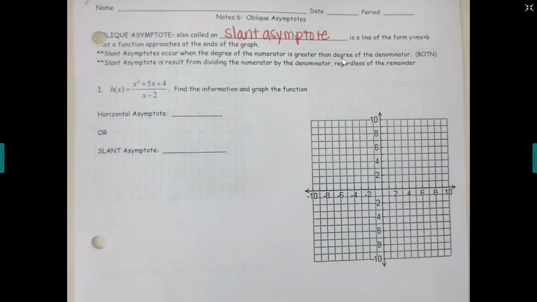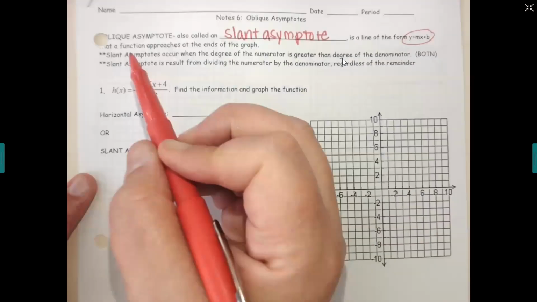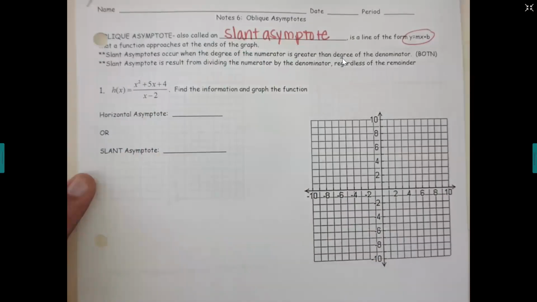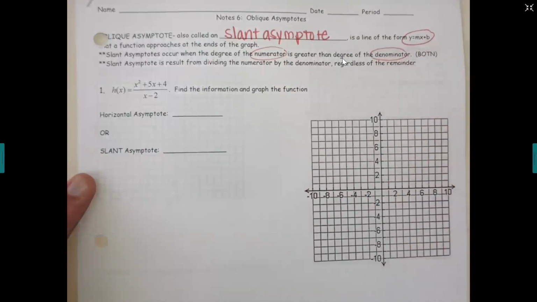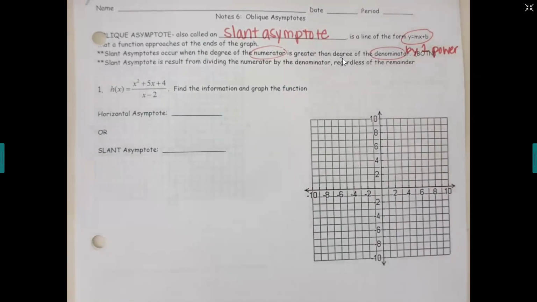It's going to be a line, but instead of being flat, it's going to be a y equals mx plus b that your graph is going to get closer to at the ends of the graph. And it's only going to occur when the numerator is greater than the denominator. And I want you to add one more criteria to that: by 1 power. So it has to be a Botan, but only bigger by 1. That's the only way you can get a slant asymptote.